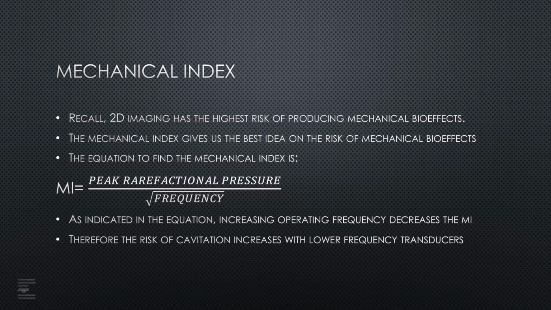So when we talk about mechanical bioeffects, we're usually referring to 2D imaging because 2D imaging has the highest risk of producing mechanical bioeffects. The way that we get an approximate measurement of how much mechanical bioeffect is going to happen is something called the mechanical index. The equation for the mechanical index is the peak rarefactional pressure over the square root of the operating frequency. So if you look at the relationships in the equation, increasing the operating frequency would decrease the mechanical index. So going based off of that, the risk of cavitation increases with lower frequency transducers and vice versa.